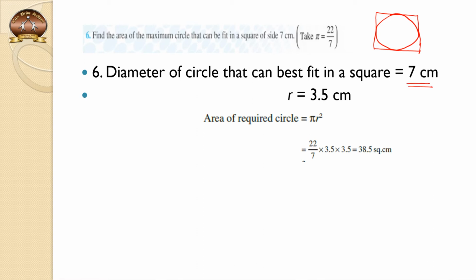And the radius will be half of that, that is 3.5 centimeter. So the area of this required circle will be given by the formula pi r square. So I substitute the value, that is 22 by 7 into 3.5 into 3.5, which will be equal to 38.5 square centimeter.